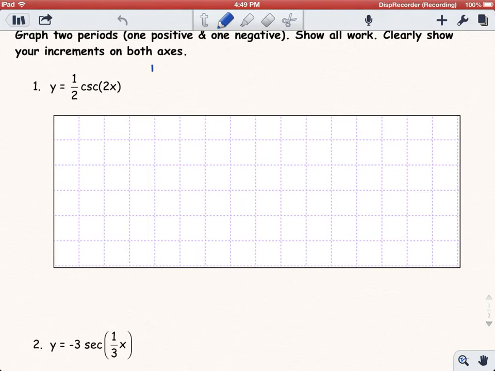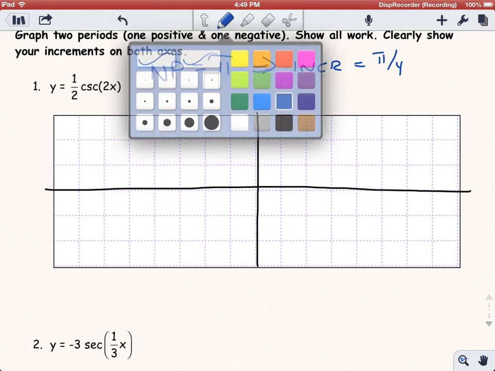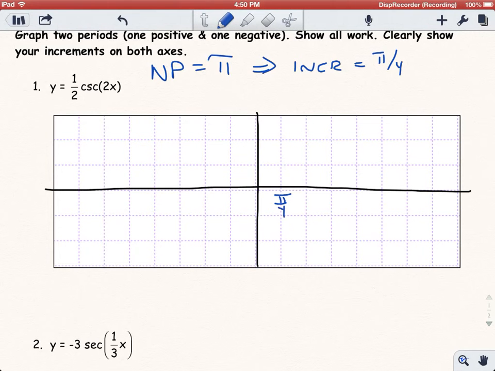This first graph has a new period of pi, and therefore increments of pi over 4. There's no phase shift and no vertical shift, so we can put our axes right in the middle of the graph paper. That'll be pi over 4, pi over 2, 3 pi over 4, and finally pi. I'll do my y increments as a half. That'll take care of the amplitude change.